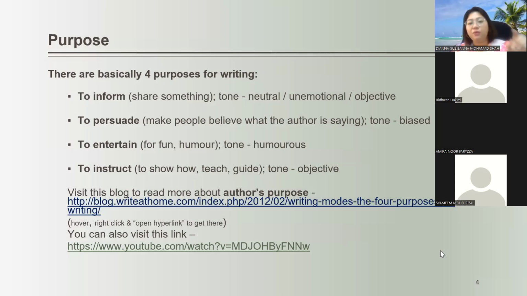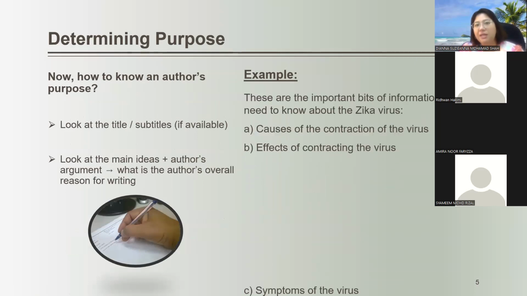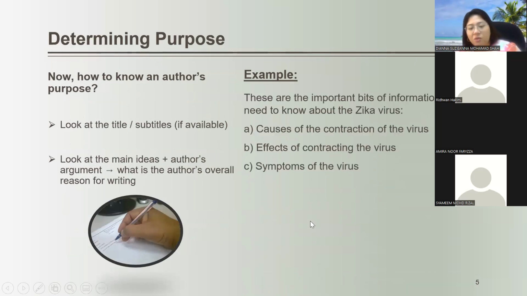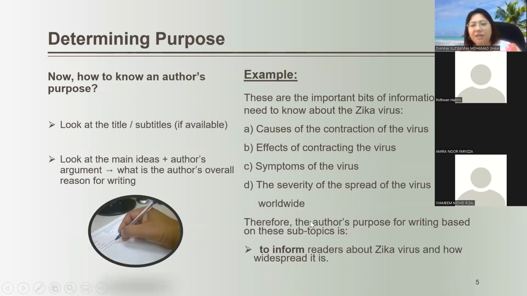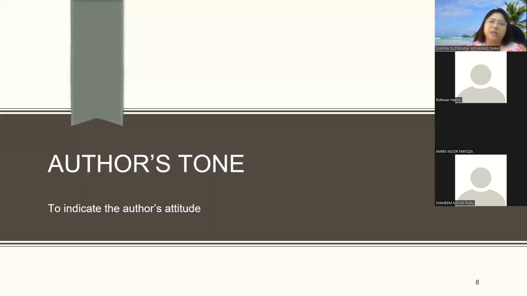All right, so there are four. Remember, there are four purposes of writing: to inform, to persuade, to entertain, to instruct. Okay, IPEI. So when you read, there will be one question in your question paper that is going to ask about author's purpose, but I don't think that it will be difficult for you to identify the author's purpose or tone, because this topic is quite easy to answer, and most of my students from previous semesters have it correct.